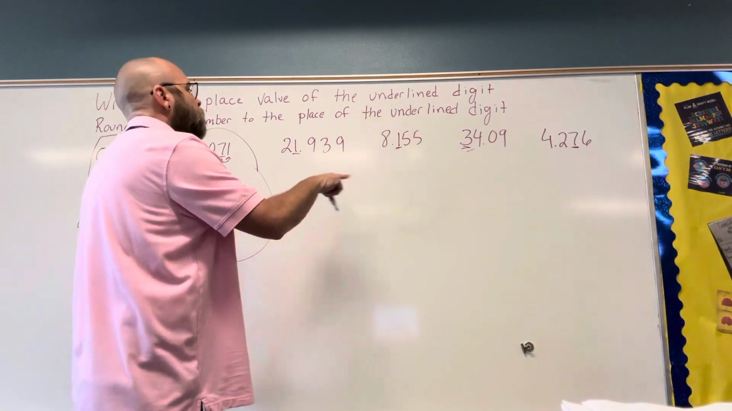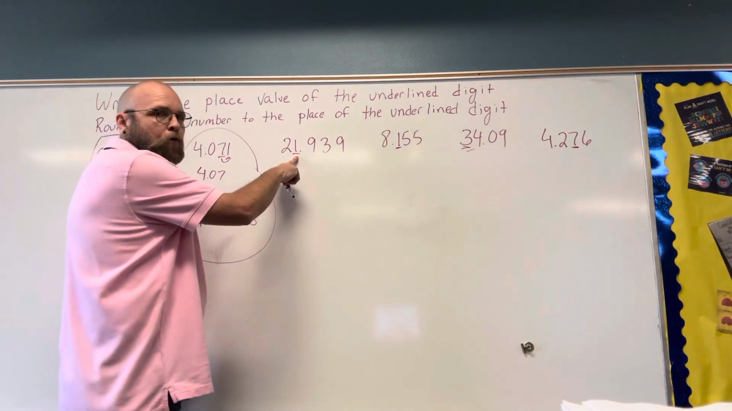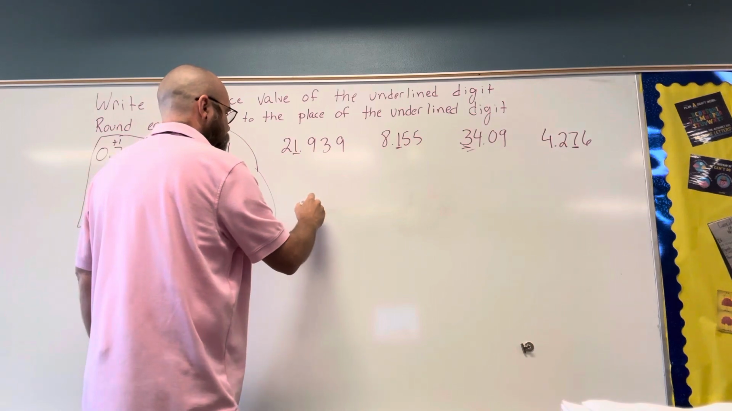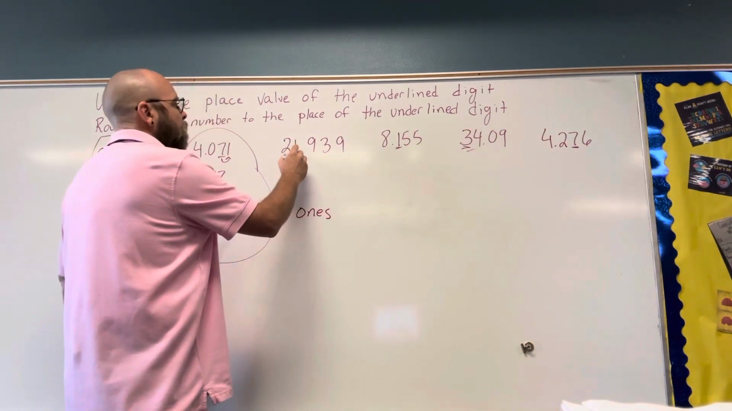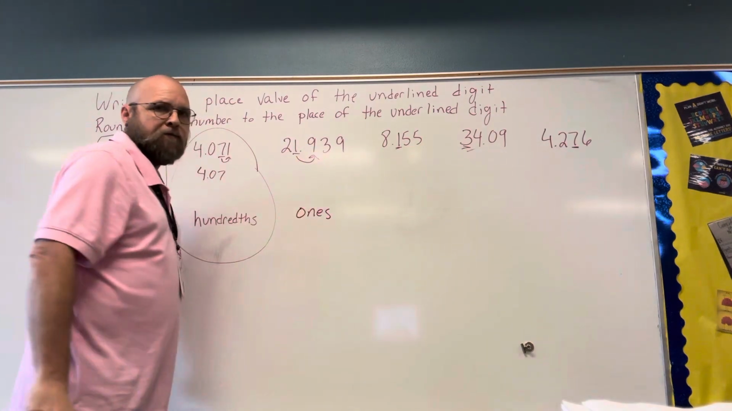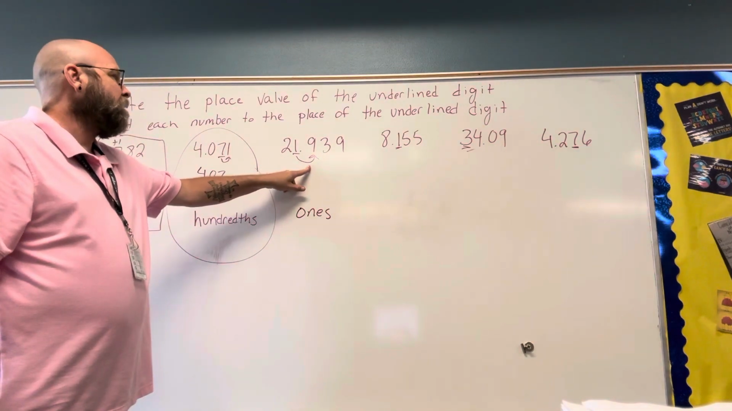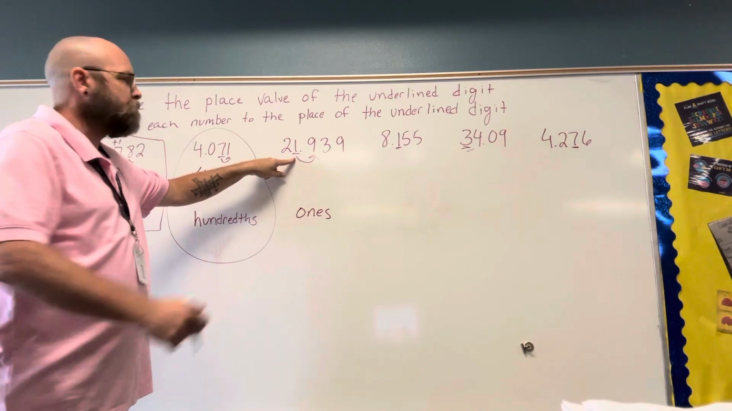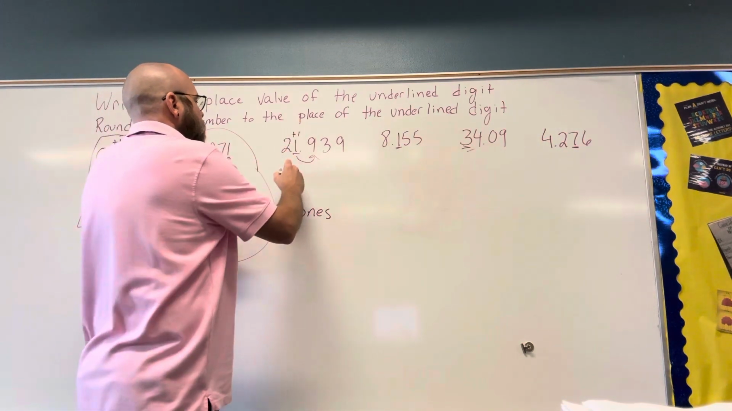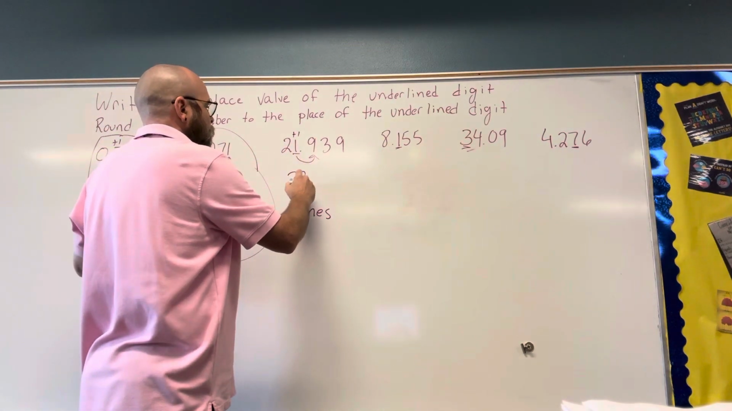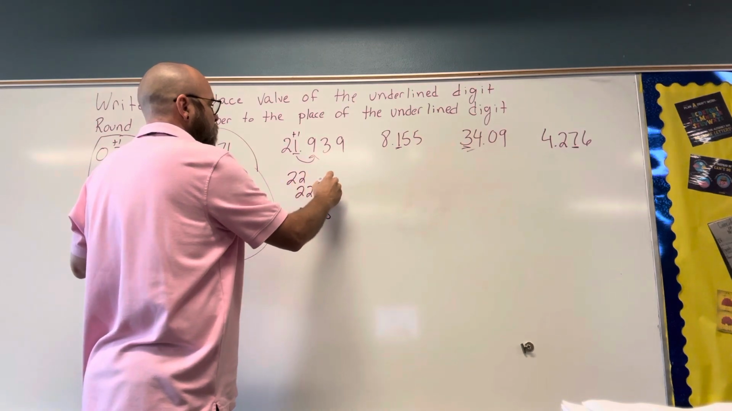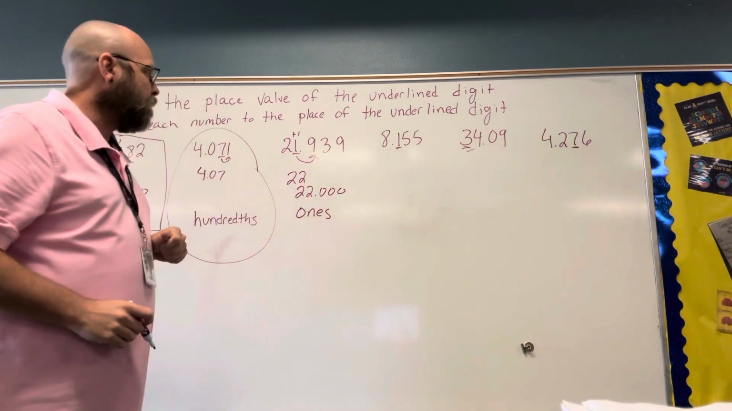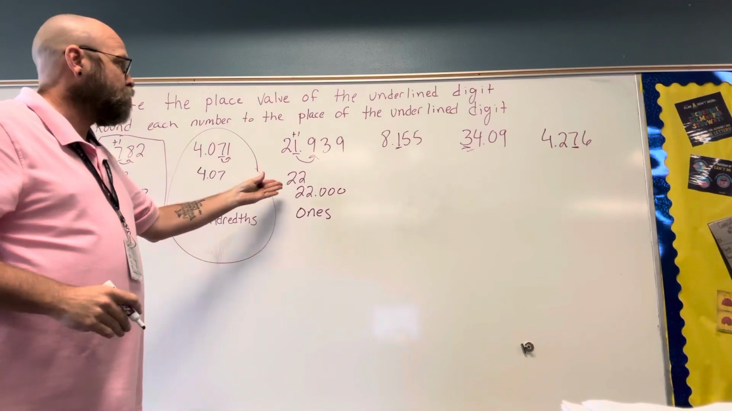21 and 939 thousandths. We're rounding to the ones place. We're looking behind into the tenths place. If the number behind is 5 or greater, I add 1 to the ones place. So I'd add 1 and my answer is 22. Or if you put 22.0, I would accept either of those. But the answer is 22.